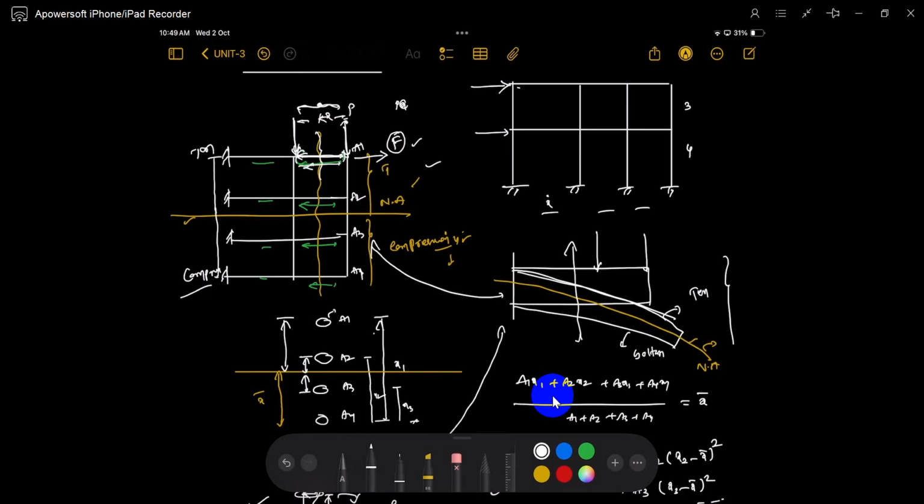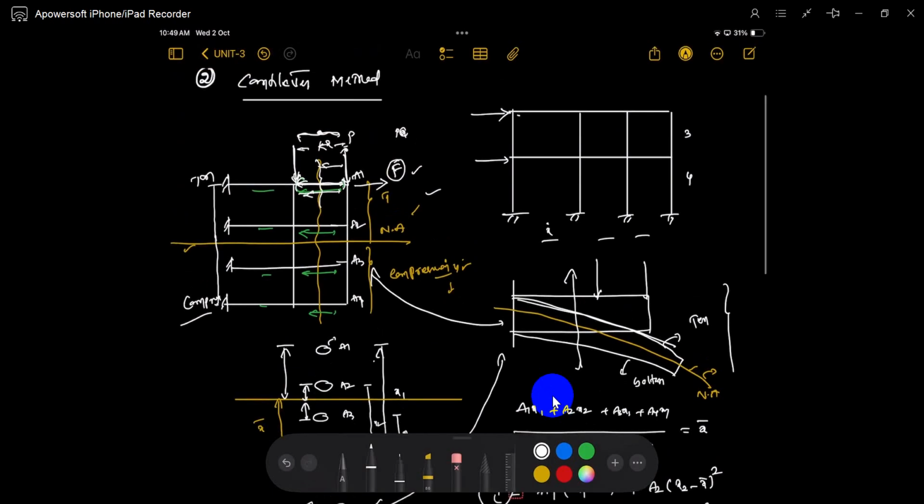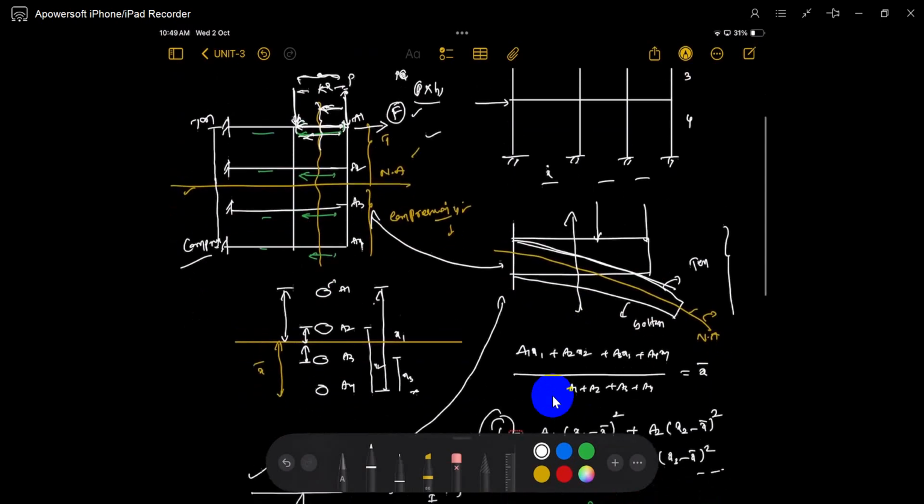So what is the average? The average is at the center. So what is that moment? P into half of that column height, so P into h. You can calculate the moment. That moment is called the story moment.